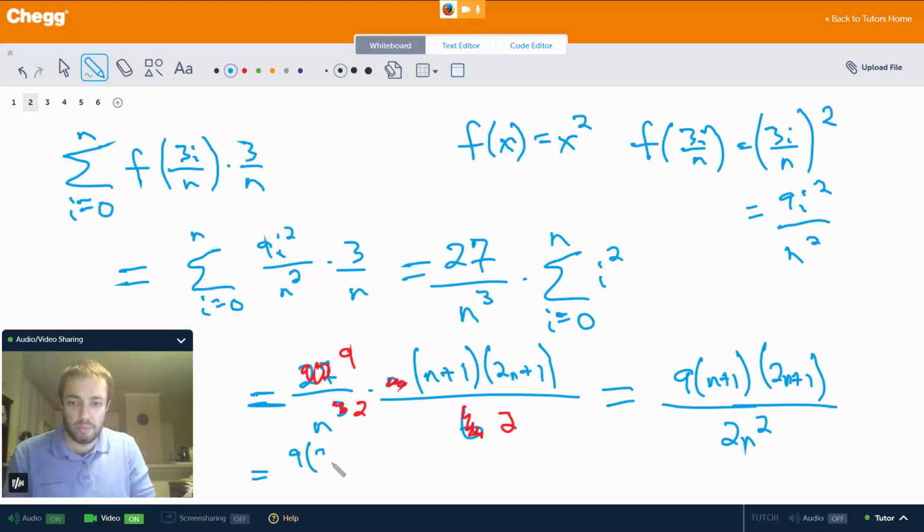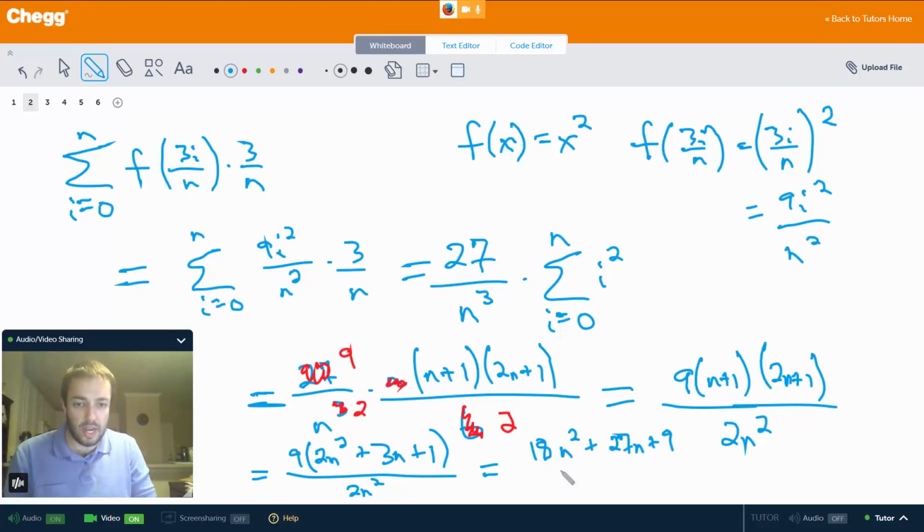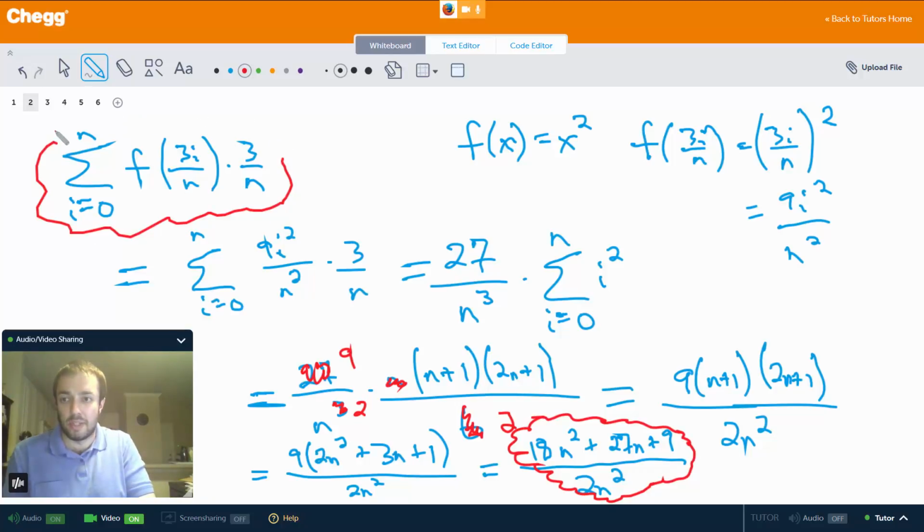So we get 2n squared plus 2n plus 3n, or sorry, 2n plus 1n gives us 3n, and then plus 1, all over 2n squared. Now let's distribute the 9, and then we'll be done with this part. So this is going to be 18n squared plus 27n plus 9, all divided by 2n squared. Okay, so this right here, I'm going to circle with a red poofy cloud. This right here is equal to this sum here without the limit, okay, without the limit.